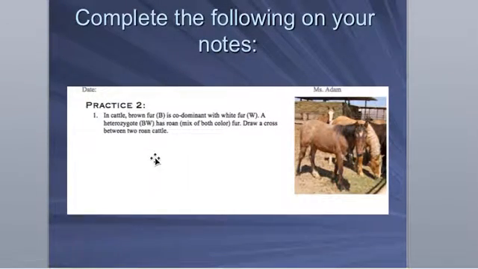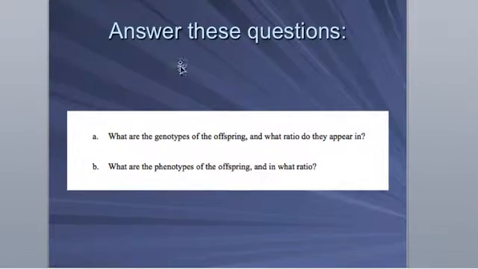Now you'll complete another Punnett square on your notes, and it says, in cattle, brown fur, B, is codominant, so this is not incomplete dominant, it's codominant with white fur. A heterozygote, BW, has roan, and this is what I was talking about, that R-O-A-N, a mix of both colors in the fur. So it will have brown here, and it will have white here. So you're going to draw a cross between two roan cattle. So a BW crosses with another BW. And then you'll answer the questions.